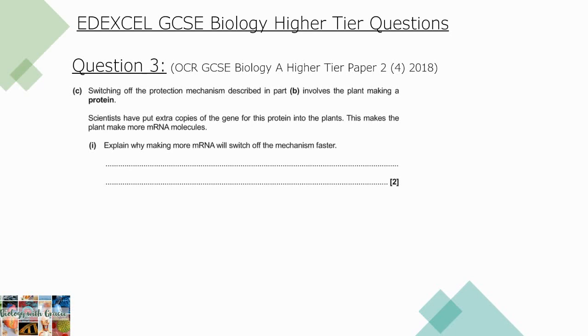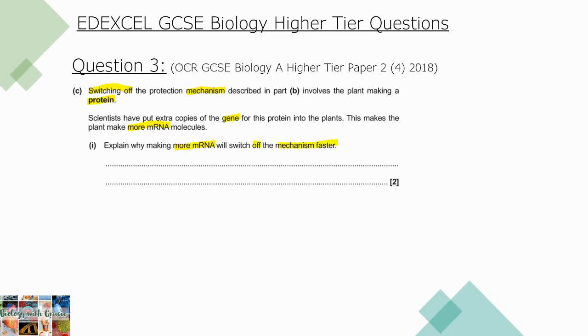So we've got a mechanism here. When it is switched off, this involves the plant making a protein, so they've put that in bold for us as well, so we obviously need to highlight that one. And so scientists are putting extra copies of the gene for this protein into the plant, so this is causing the plant to make more mRNA molecules. So we've got more mRNA because of more genes. So explain why making more mRNA will switch off the mechanism faster.